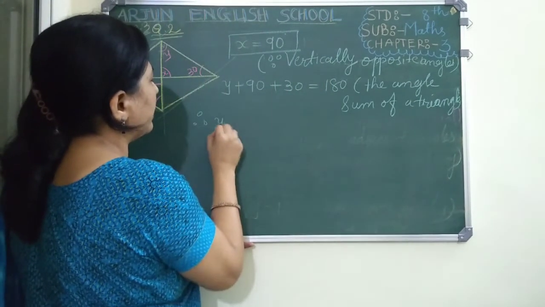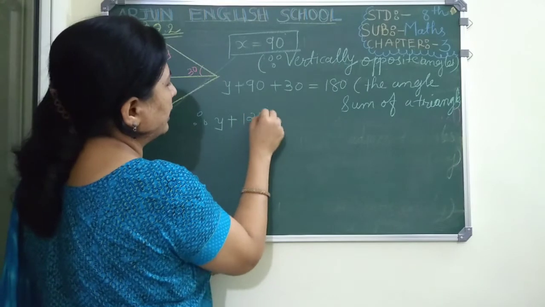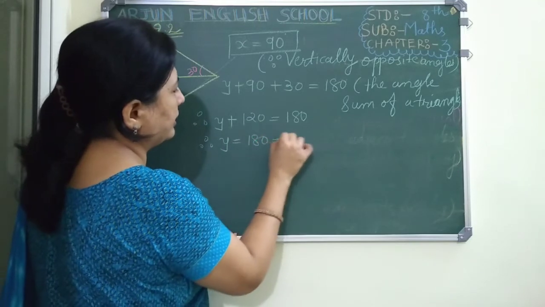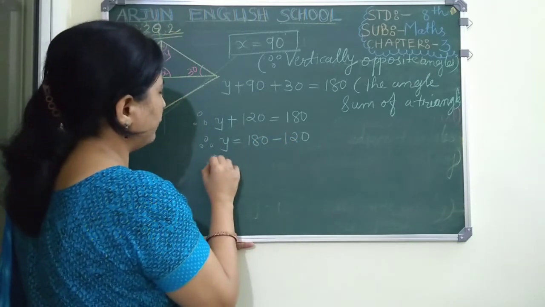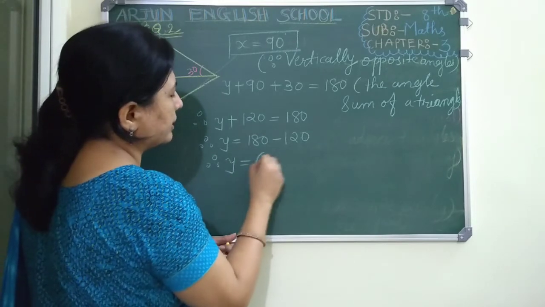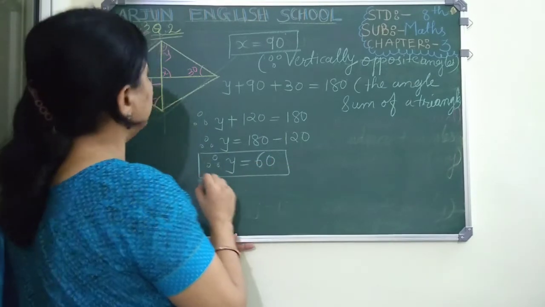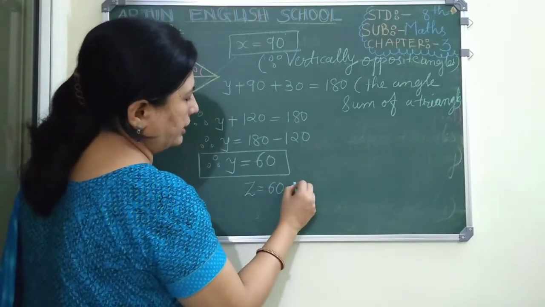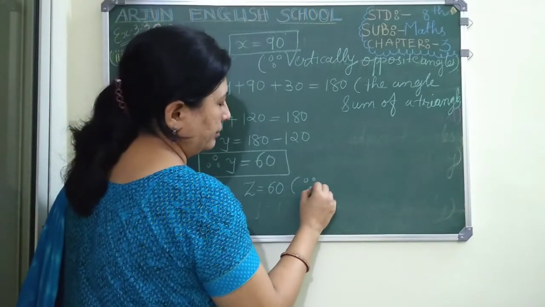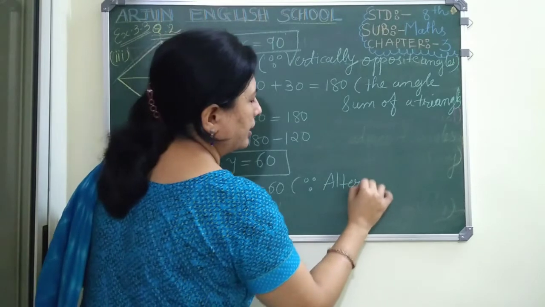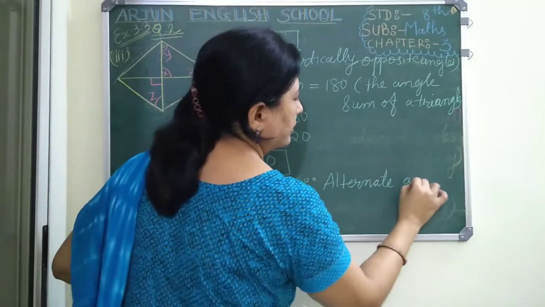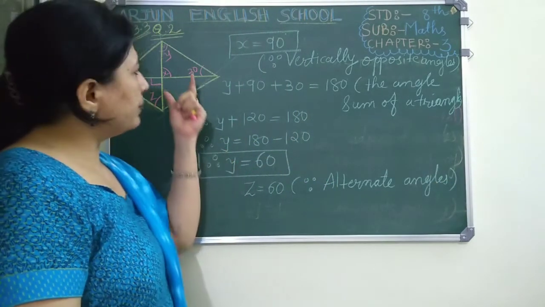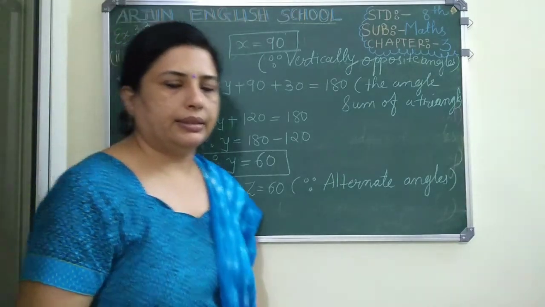Therefore, y plus 90 plus 30, that is 120, is equal to 180. Therefore, y is equal to 180 minus 120. Therefore, y is equal to 60. And as we discussed, z is also equal to 60 because we can write here alternate angles, because of the transversal of parallel lines.